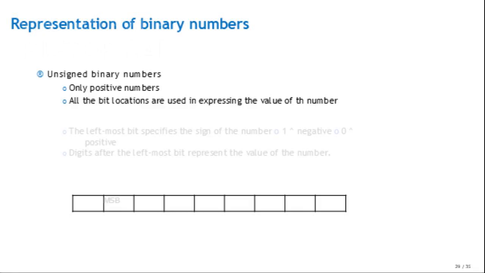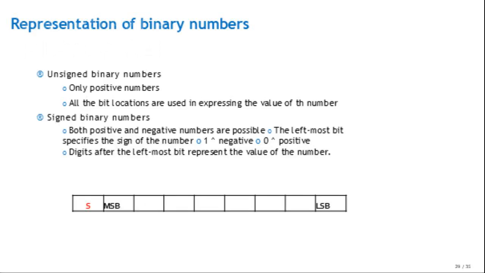Unsigned binary numbers only include positive numbers. All the bit locations are used in expressing the value of the number. Signed binary numbers can be both positive and negative. The leftmost bit specifies the sign of the number, with 1 for negative and 0 for positive. Digits after the leftmost bit represent the value of the number.